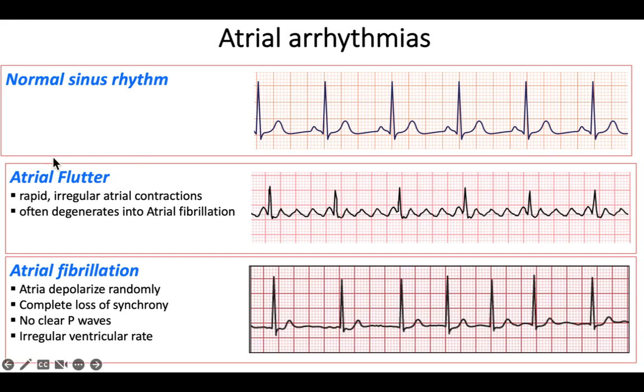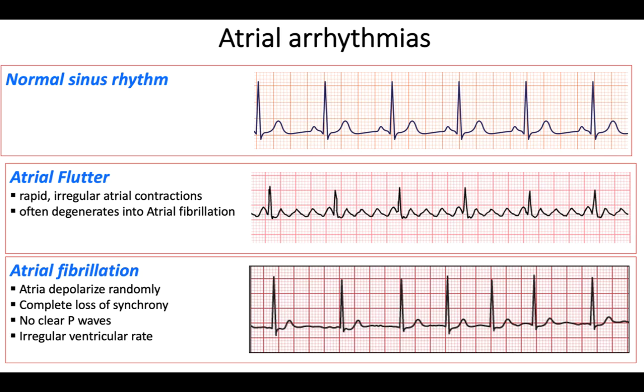So where atrial flutter is too many P waves, atrial fibrillation is no P waves. So the atria will kind of depolarize a little bit randomly, a very loss of regularity. So notice even this interval here between the QRSs changes a little bit. But the clear thing I want you to notice is that there's no P waves prior to the QRS. So the atria are not depolarizing. And remember, if they don't depolarize, they're not going to contract.